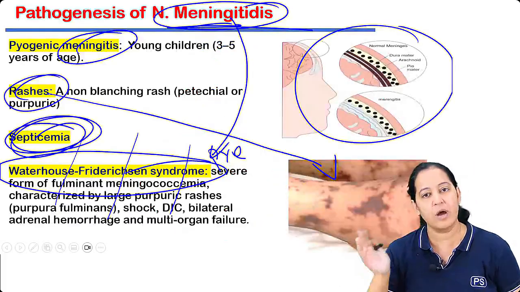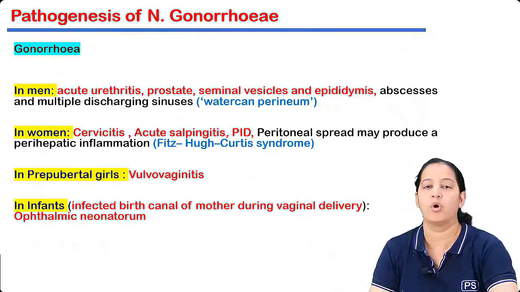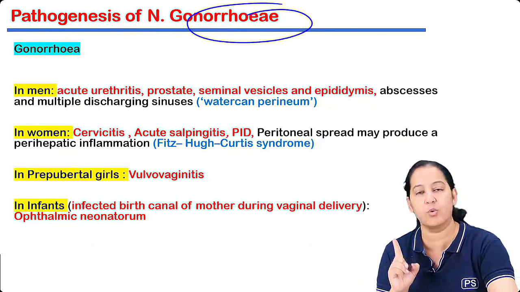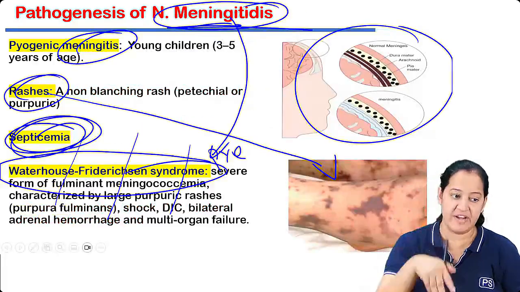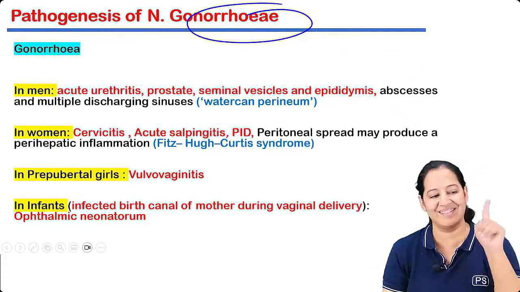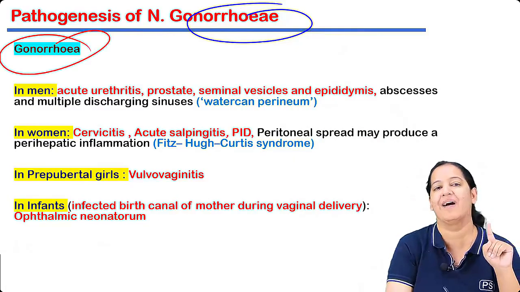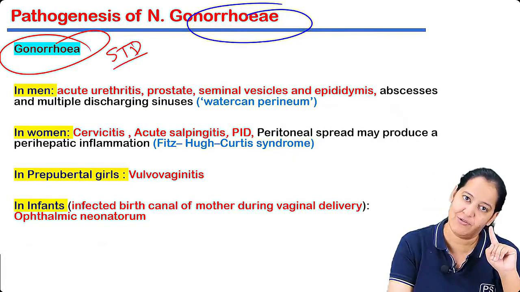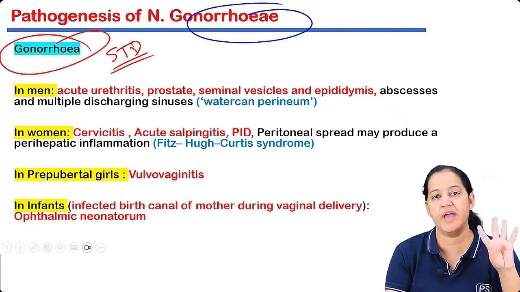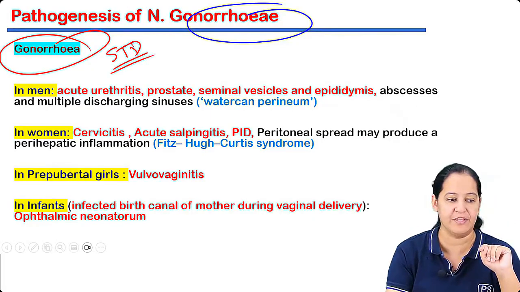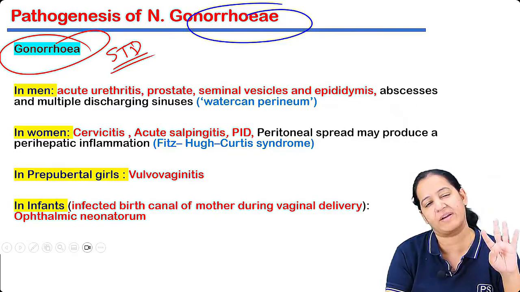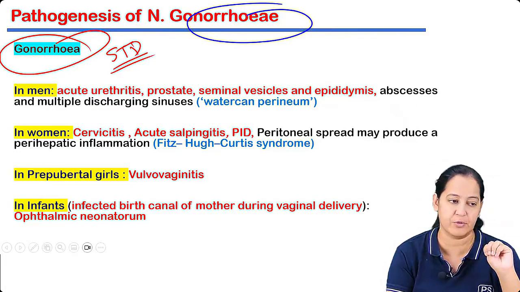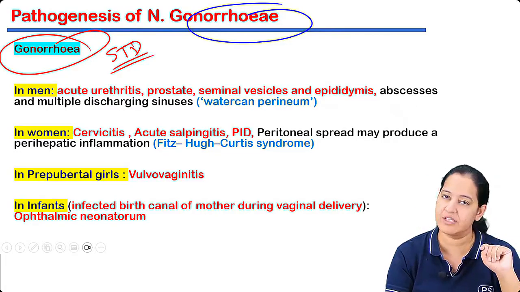So coming on the pathogenesis of gonorrhea now. Gonorrhea causes only one disease. The previous one was causing 4 different diseases, but gonorrhea causes only one disease. The name is gonorrhea. It's an STD, a sexually transmitted disease. Today I will teach you 4 STDs. In bacteriology, there are 3 or 4 bacteria which cause STDs. This is the first one I am teaching you.